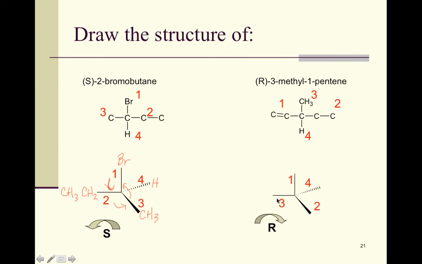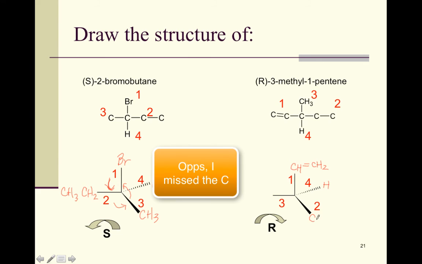Let's go ahead and fill in the groups. I know number 1 is a carbon double bonded carbon, so that would need to be a CH group double bonded to a CH2. Number 4 is a hydrogen. Number 2 is an ethyl group, CH2, CH3, and number 3 is just a methyl group. Now I have R-3-methyl-1-pentene. Let's check. I have 1, then going in this direction I have 2, and then 3 comes back this way. Remember, the lowest priority is away from me. This is the only piece I have to look at to determine if it's R or S.